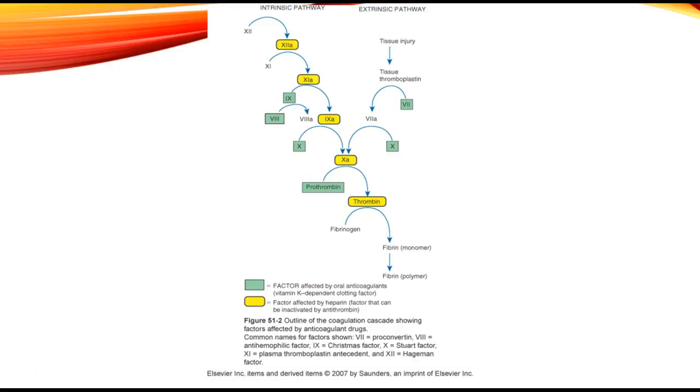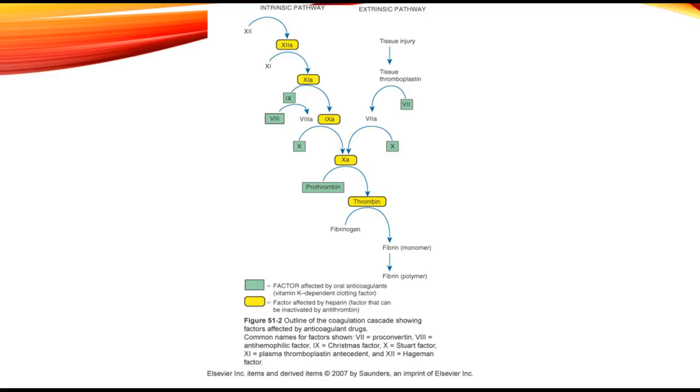This is an example, a diagram of that intrinsic pathway and extrinsic pathway. It is a very complex pathway. You can see there's many things happening along. Clotting factors do start out in an inactive form, and then they become activated. Near the end of the pathway, you have prothrombin that becomes thrombin. Thrombin is then going to convert fibrinogen to fibrin. Thrombin is a very powerful enzyme in the coagulation process.